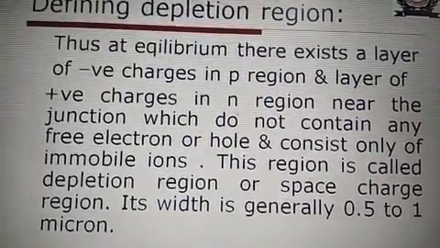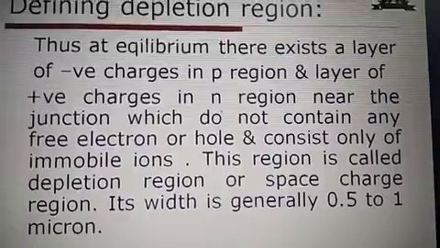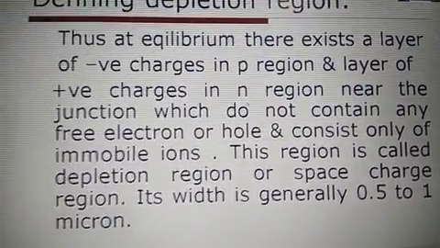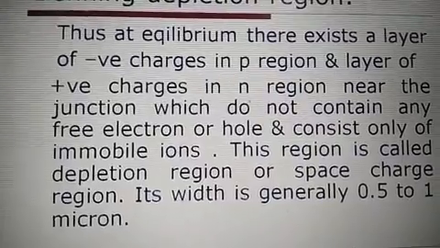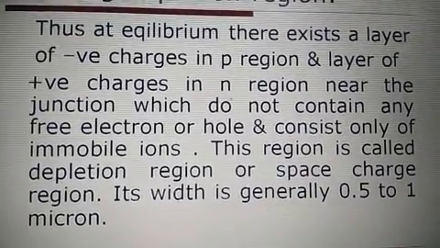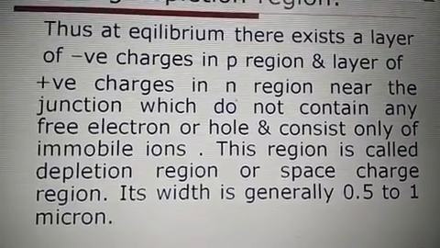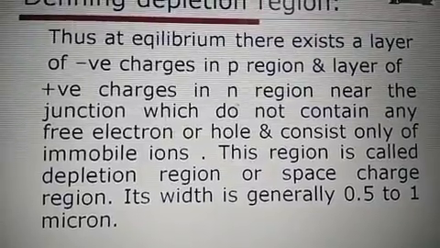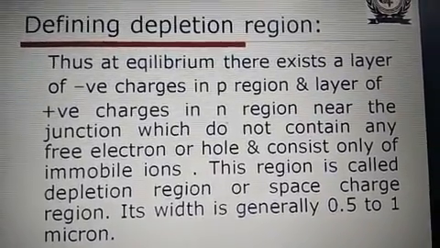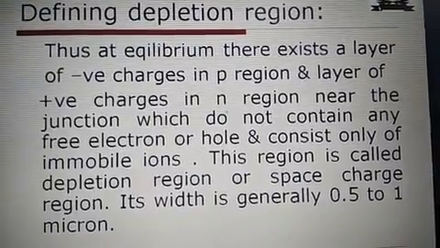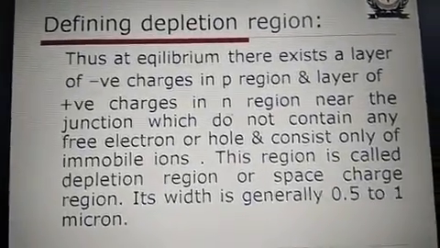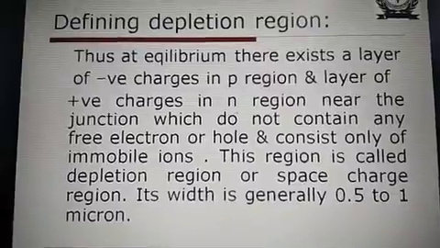Depletion layer we can now define. Thus at equilibrium there exists a layer of negative charges in the p region and a layer of positive charges in the n region near the junction, which do not contain any free electron or hole and consist only of immobile ions. This region is called the depletion region, also called the space charge region. And in the last slide we have already seen the width of the depletion region, which is about 0.5 to 1 micron.